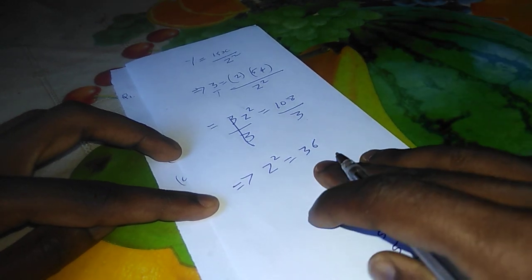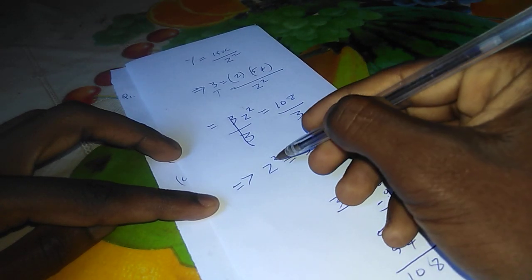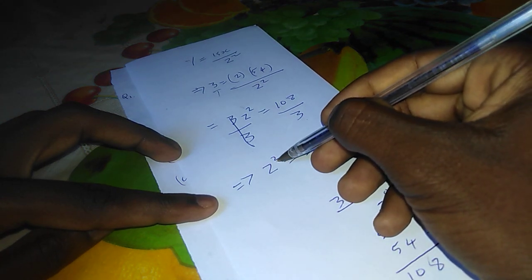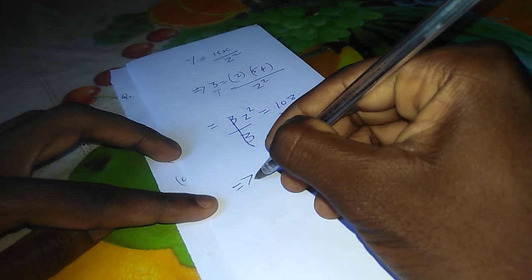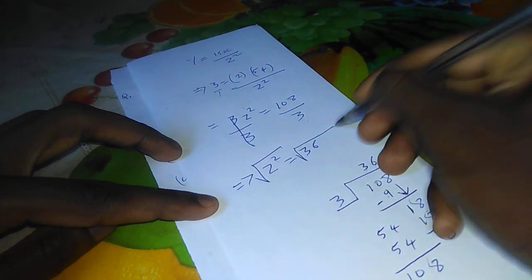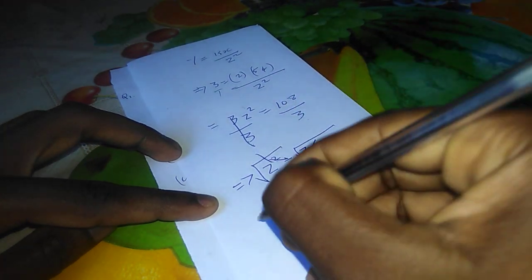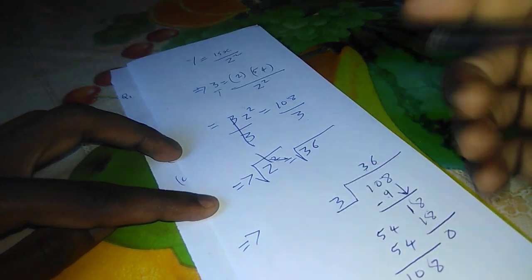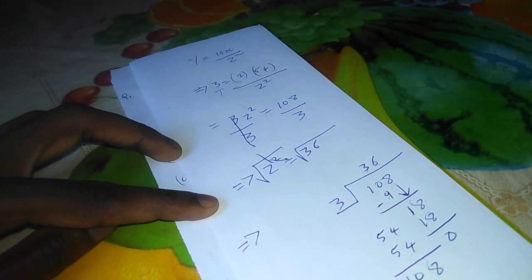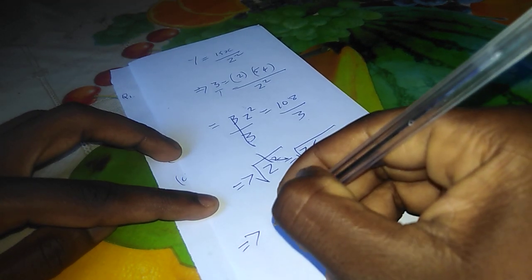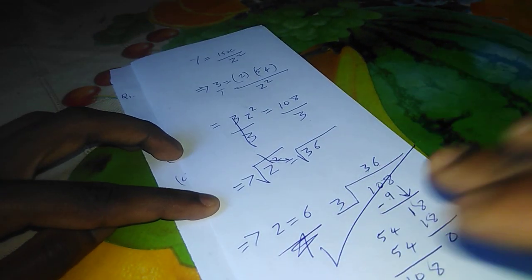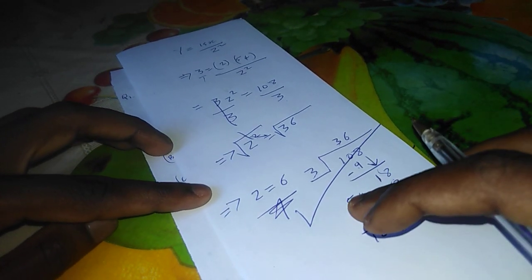So we are finding the value of z, and this z is squared. So what are we going to do? We introduce a square root on both sides. This and this go. Then what's the square root of 36? It's 6, because 6 times 6 is 36. So the value of z here is equal to 6. This was the answer to the last question.